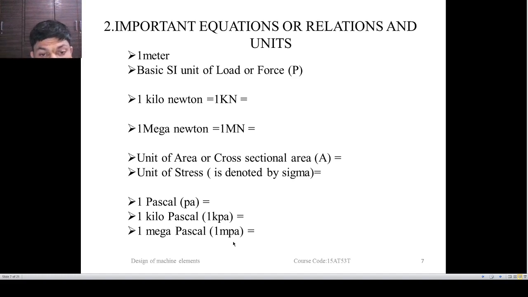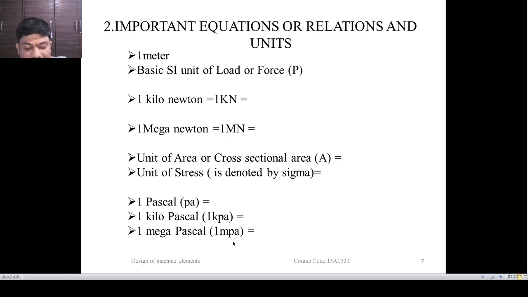Similarly, 1 kilopascal. Kilo means 10 raised to 3, that is plus 3. In the numerator is 1 into 10 raised to 3, divided by 10 raised to 6. 10 raised to 3 cancels out of 10 raised to 6, and 10 raised to 3 remains in the denominator. If it goes to the numerator, it becomes 1 into 10 raised to minus 3 newton per mm square.